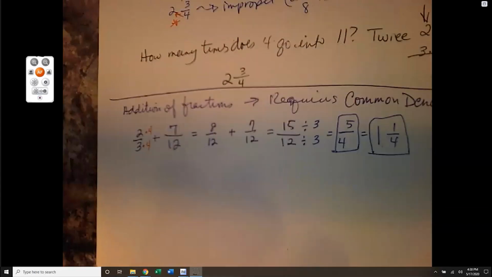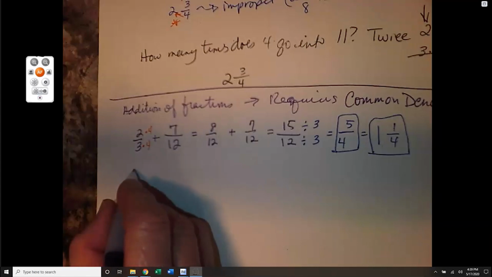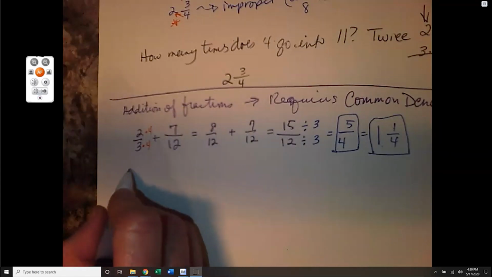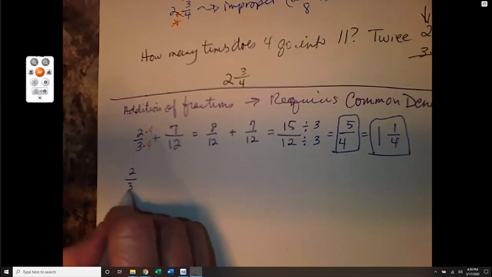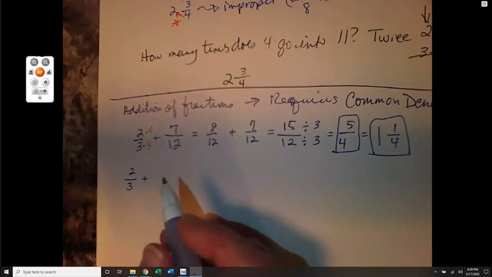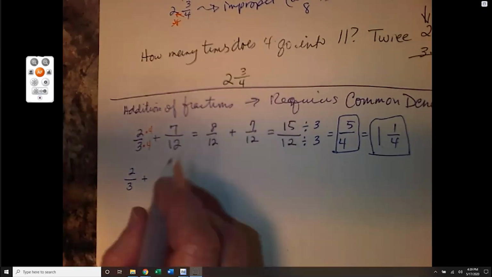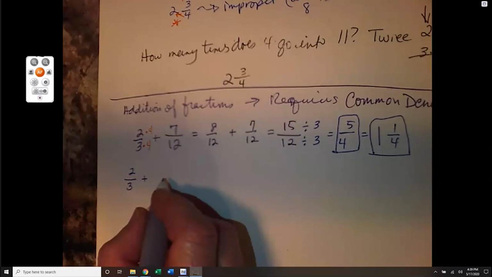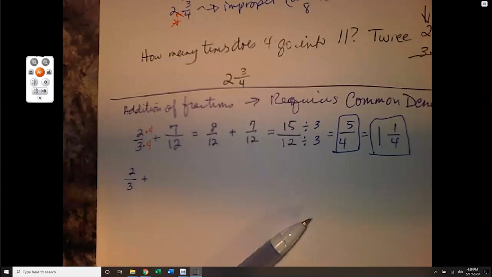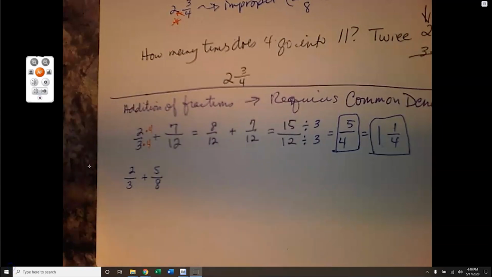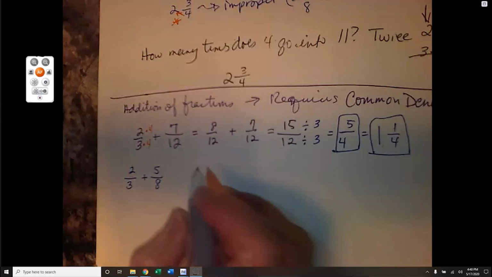Okay, so the next thing to talk about then is subtraction. So we're actually going to use, well, let's use a different set, and I'll show you what I was talking about with multiplication. So let's say I have, well, let's stick with 2/3 again, and we had 5/8.